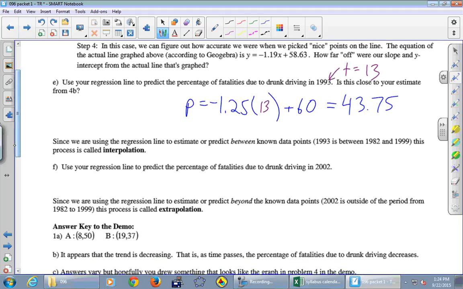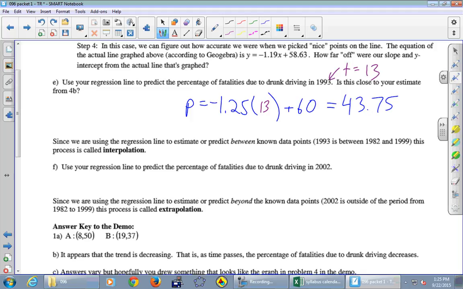Okay, so in this case, 1993 was between known data points. The start of our data table was 1982, the end was 1999, and 1993 is squarely in between. And whenever you are using your regression line, that's what we just did here, to talk about a point that's between the beginning of the table and the end of the table, the word we use is interpolation. But we're about to see down here in bold the word extrapolation. What do you think we're going to use the regression line to find for extrapolation? Something that's outside, right? We've got the starting of the table and the ending of the table. And if you pick anything outside of that range, then you're extrapolating.